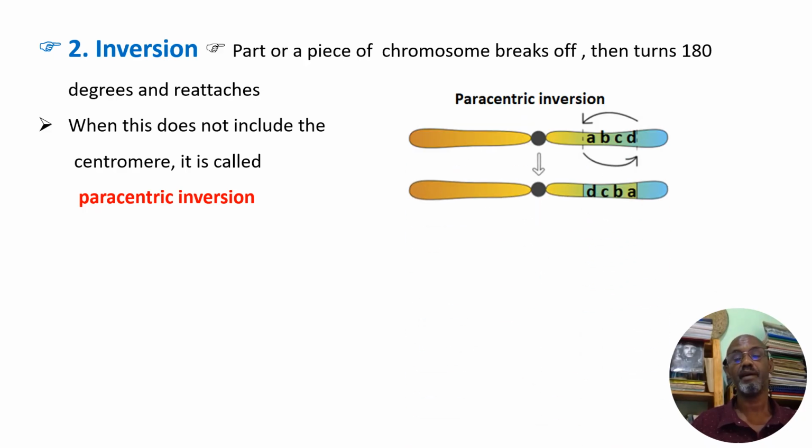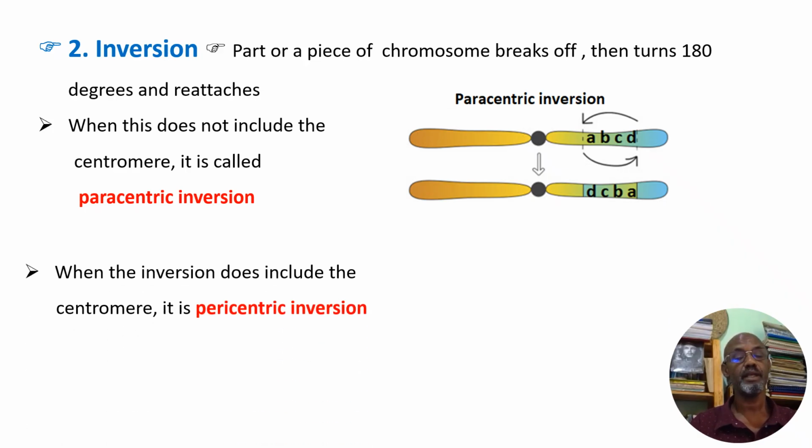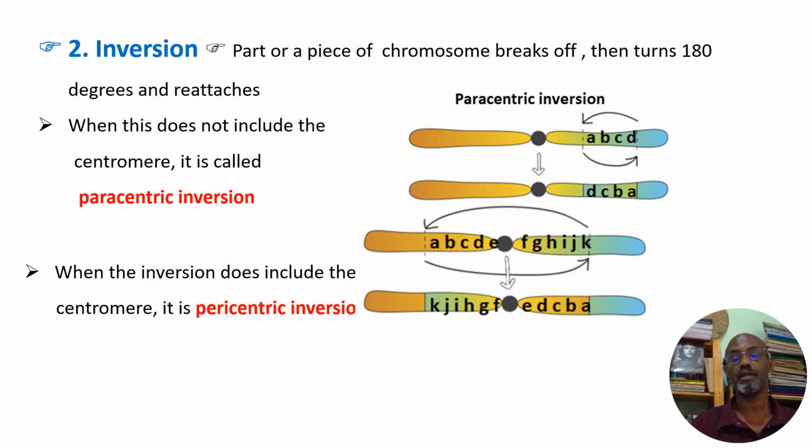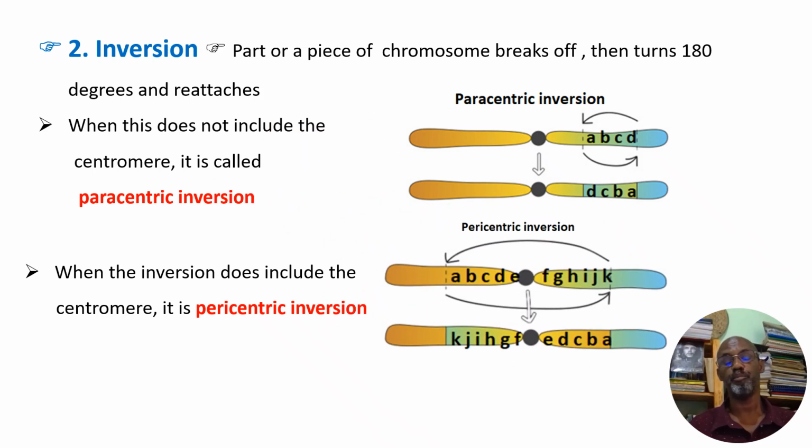You can see from this diagram, paracentric: the centromere is not involved in the broken piece. Only the upper arm, you can see in this case, is broken there, rotates 180 degrees and reattaches in that same place. This is paracentric. The other is when the inversion does include the centromere, it is pericentric. You can see this diagram. A very big portion is broken and rotated, which includes the centromere at the middle position here. Pericentric inversion is much more serious than the paracentric inversion.